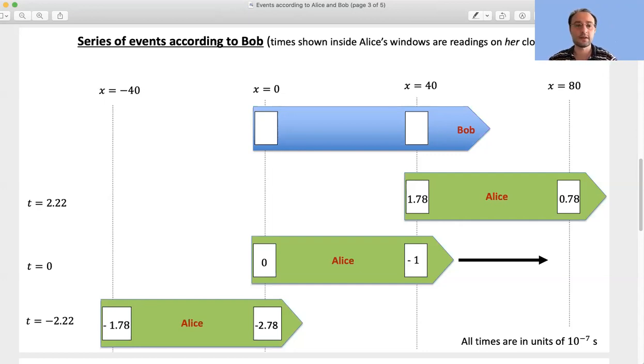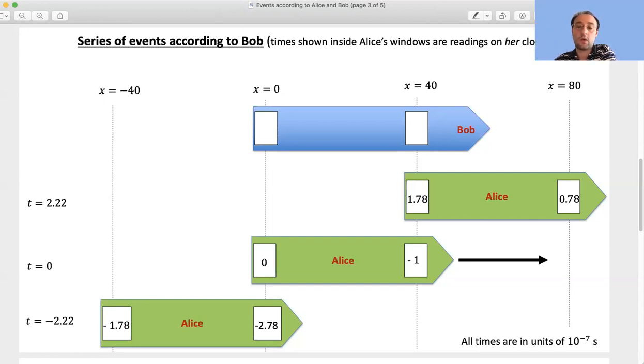And to find the values of times of these rows, the t's, I just use basically distance over speed, or distance over velocity. So that's not relativity. Where the special relativity comes in is in finding the values of clock readings, or values of times, in Alice's frame. So for example, look at this event that says 1.78 in her window, right? So for Bob, that happens at 2.22 times 10 to the minus 7 seconds, or 0.222 microseconds.